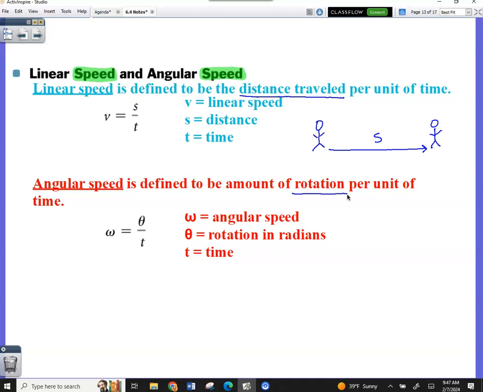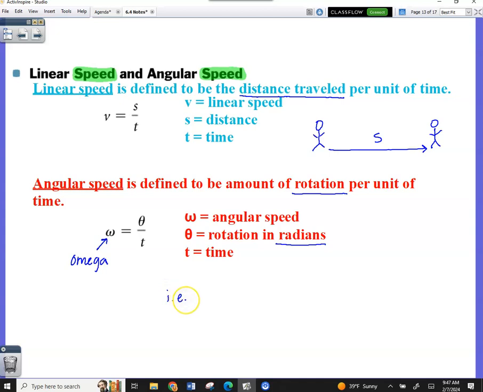This little W looking thing, I had to remind myself, omega. I was about to say alpha. That's not alpha. This is omega. It's the lowercase one. You don't have to memorize that. I just wanted you to know it's not a W. It's the Greek letter omega, which is what we use to represent angular speed. It's okay if you don't remember that. Theta is the rotation in radians. This is important. And then, of course, you have your unit of time.